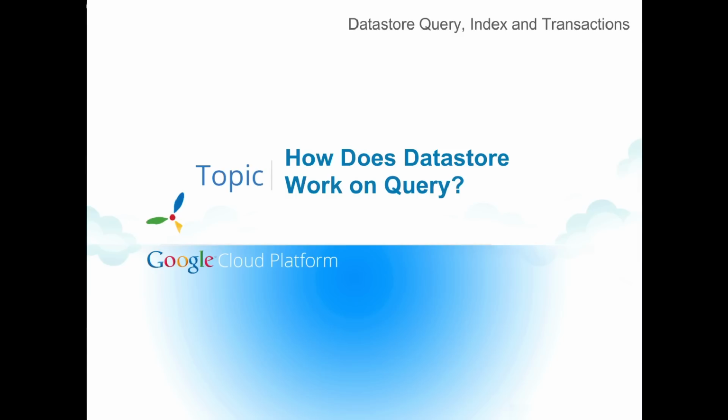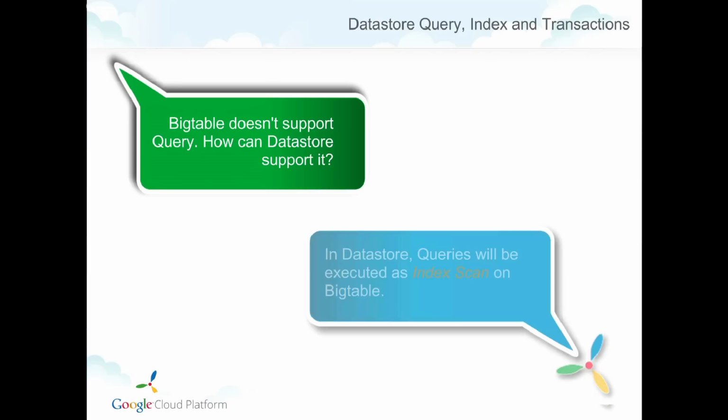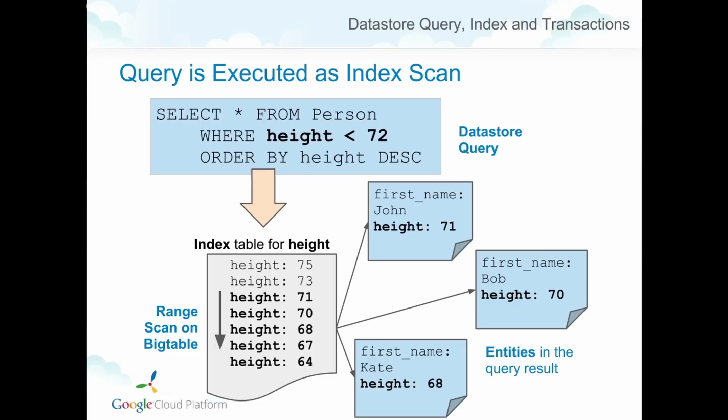So, how does Datastore work on query? Bigtable doesn't support query. In ordinary traditional relational databases, you'll always be able to search on the value of a column. But Bigtable doesn't allow you to do that. Bigtable can search only on a key. Then how does Datastore support a query? In Datastore, queries are executed as an index scan of Bigtable. This is the big difference between Datastore and traditional relational databases. Query is executed as an index scan.